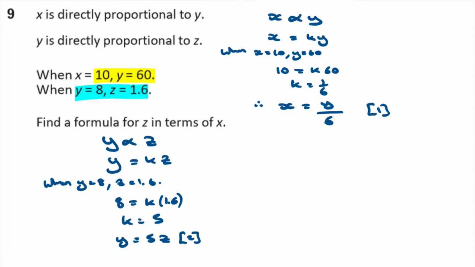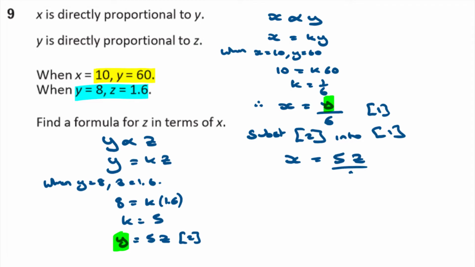So what do I need to do? I need to find a formula for z in terms of x. I think the first thing I'm going to do is use the fact that this y here I can rewrite as 5z. I can replace y in equation 1 with 5z because I know that y is equal to 5z. So I'm going to substitute equation 2 into equation 1, and that's going to give me x equals, not y over 6, I'm going to replace y with 5z, so x equals 5z over 6.